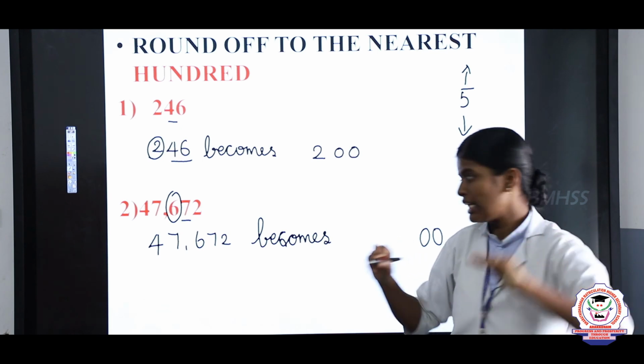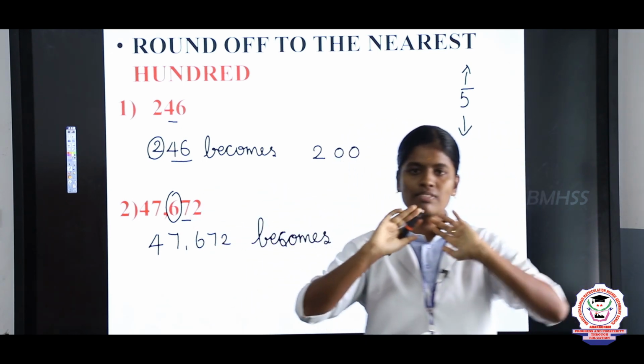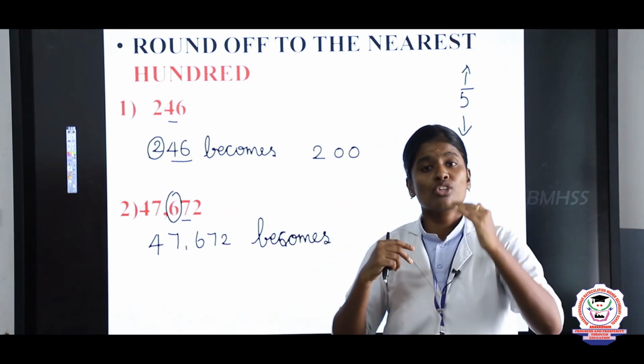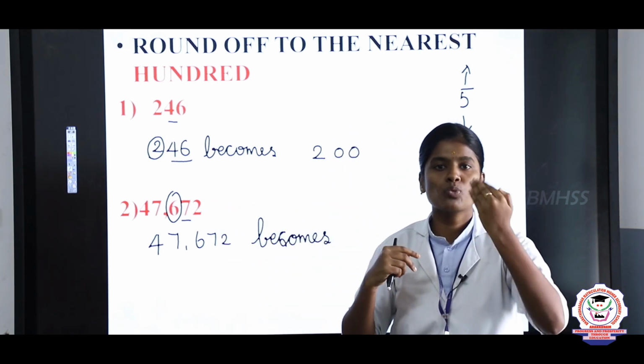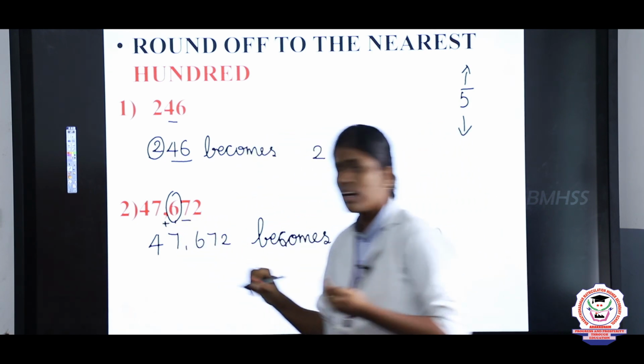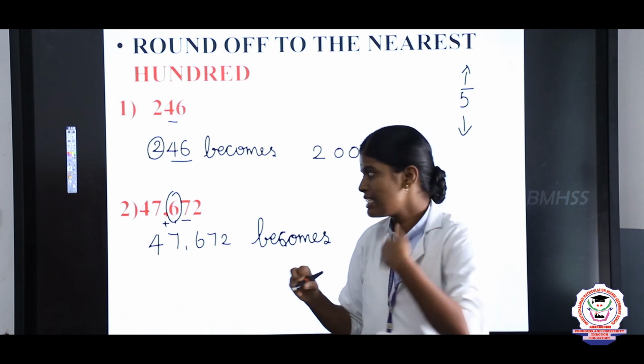Now we are going to check the tens place value. In this tens place value, is it a 5 before number or a 5 after number? This is a 5 after number. So in the hundreds place value, we should increase by 1, or add 1. So 6 plus 1. What is the answer? The answer is 7.